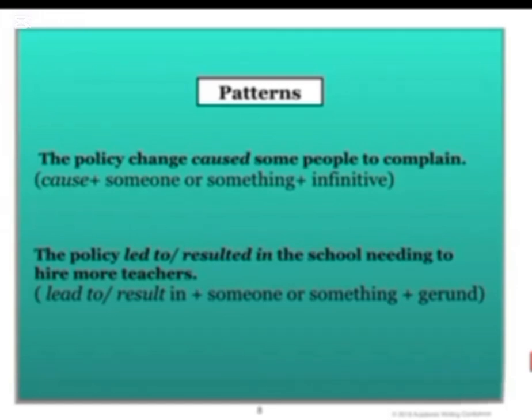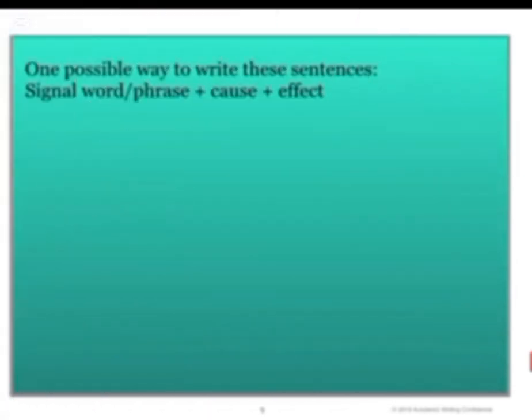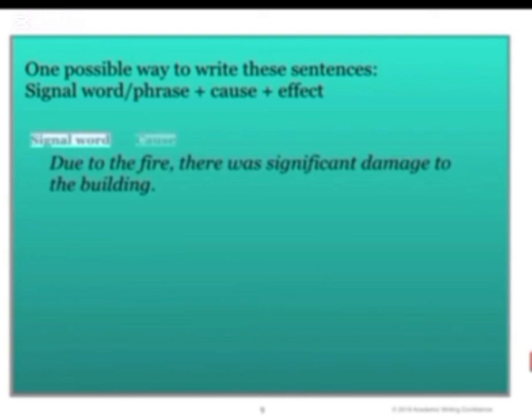One possible way to write the sentence is like this: the signal word or phrase plus the cause plus the effect. Here is an example. Due to the fire, there was significant damage to the building. You can see here the signal word is due to, the cause is the fire, and the effect is damage to the building.